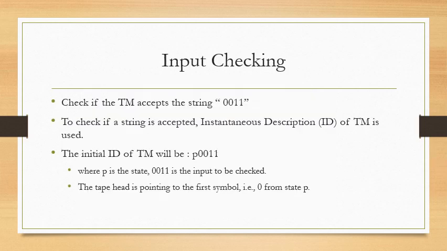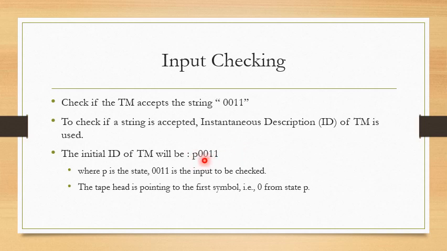Now let's see how you can check whether the given input is accepted by a Turing machine or not. We have considered the Turing machine for 0 power n, 1 power n, and now we will check whether 0011 is accepted. To check this, we use the instantaneous description, or ID, of a Turing machine. The initial ID will be the state P followed by the input to be read.